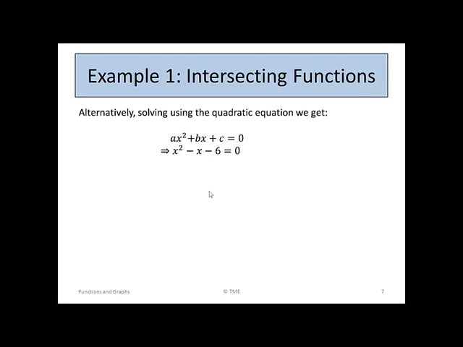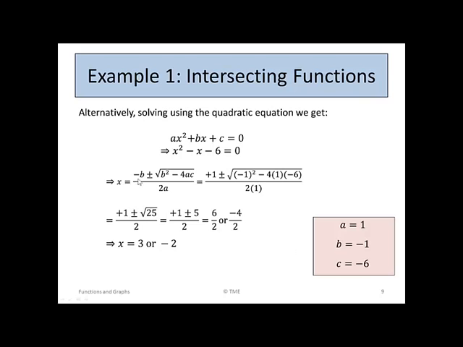Now, we may not have spotted that link in the factors with the x squared minus x minus 6. We may not have spotted the factors. So if not, we could have used the quadratic equation, ax squared plus bx plus c equals 0. So substituting now, the first coefficient, a, is ax squared, so it's 1x squared, so a is 1. bx is minus x, so b is minus 1. And c is minus 6.